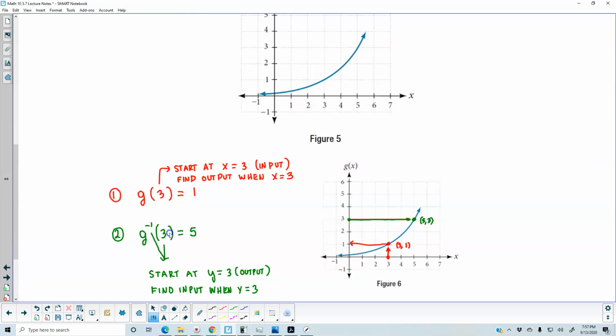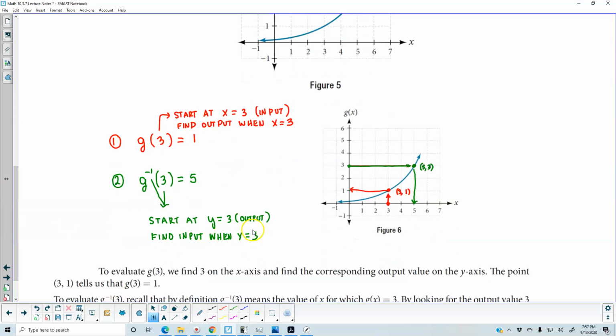Now when we want to find g inverse of 3 equals 5, g inverse of 3 tells us that we need to start at a y value of 3, and then find out what the input is. The input is the value of 5 when the y value is 3. So we start at the y equals 3 output and then find the input when y is equal to 3.